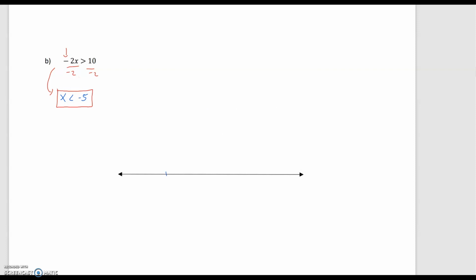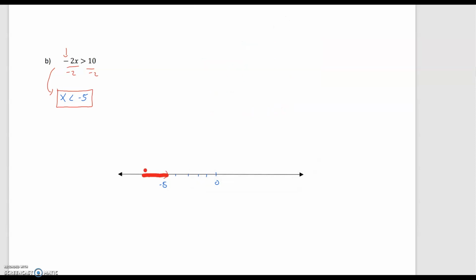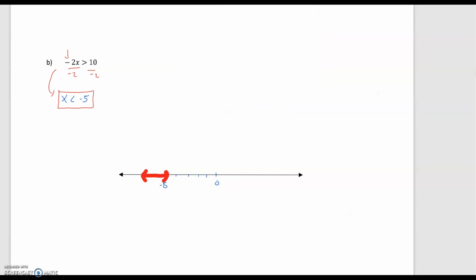And, well, oops, let me just put 0 around the middle. 1, 2, 3, 4, 5. And the statement says less than. So I'm going to use the parentheses. And that's pretty much it on this one.